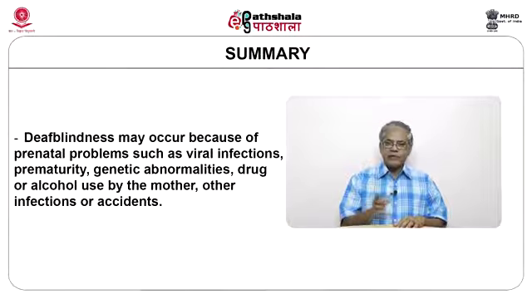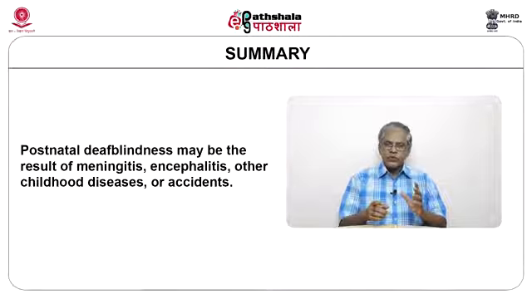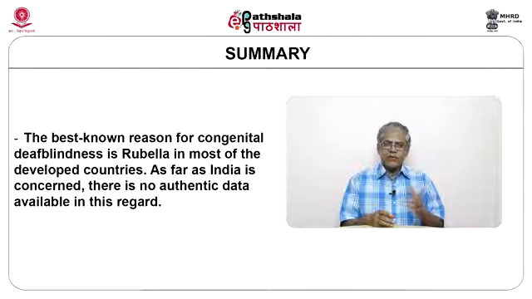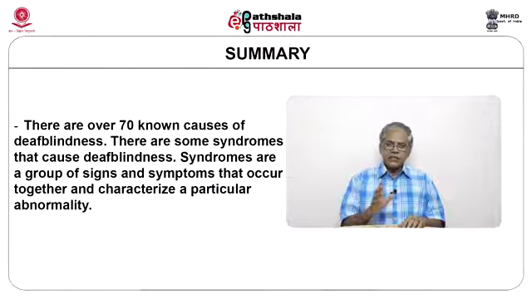Deafblindness may occur because of prenatal problems such as viral infections, prematurity, genetic abnormalities, drug or alcohol use by the mother, other infections or accidents. Postnatal deafblindness may be the result of meningitis, encephalitis, other childhood diseases or accidents. The best known reason for congenital deafblindness is rubella in most of the developed countries. As far as India is concerned, there is no authentic data available in this regard. There are over 70 known causes of deafblindness. There are some syndromes that cause deafblindness.